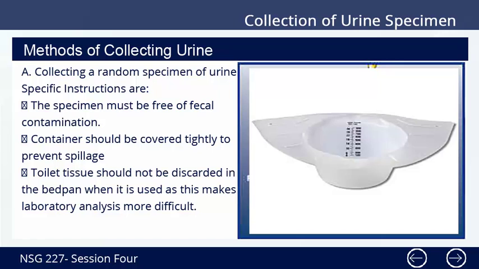Urine collecting bowls can also be placed in toilet seats. Specific instructions are: the specimen must be free of fecal contamination. Container should be covered tightly to prevent spillage. Toilet tissue should not be discarded in the bedpan when it is used, as this makes laboratory analysis more difficult.